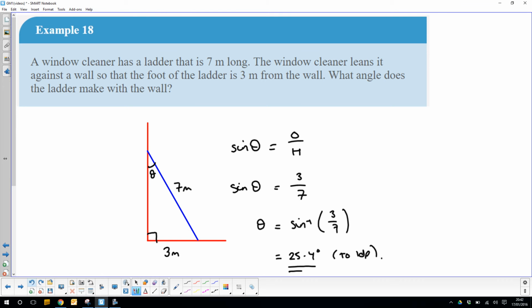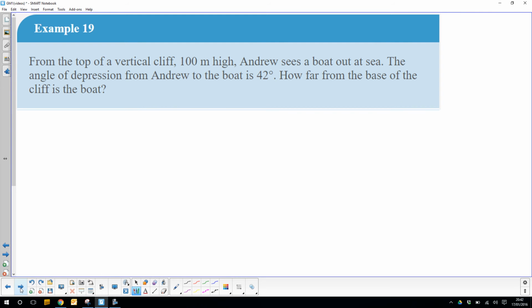Anyway, there's example 18. And then another typical type of problem in trigonometry is the idea of angles of depression or elevation. And this gives us an example of what these are and what they mean. So from the top of a vertical cliff 100 meters high, Andrew sees a boat out at sea. The angle of depression from Andrew to the boat is 42 degrees. How far from the base of the cliff is the boat?